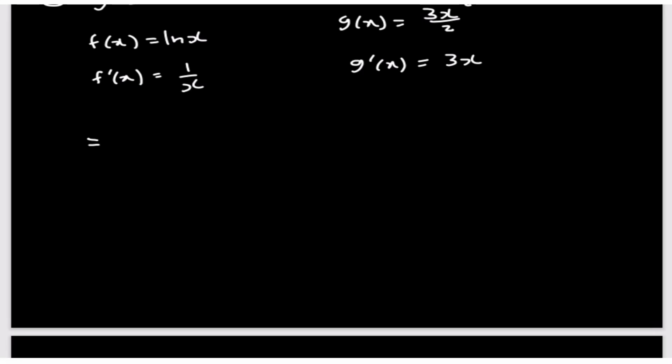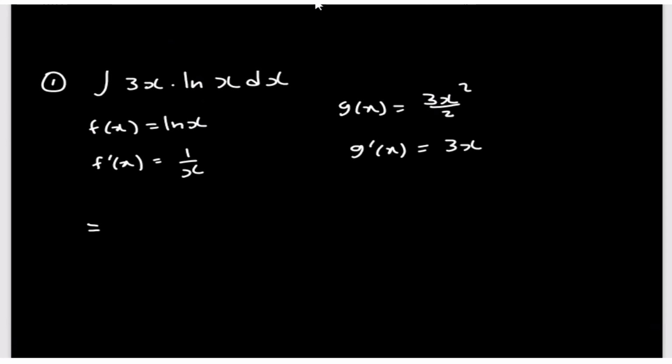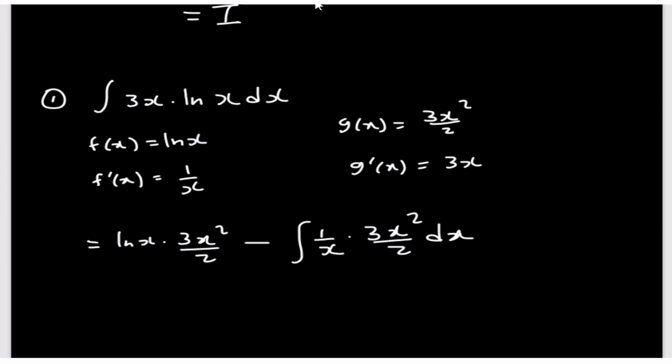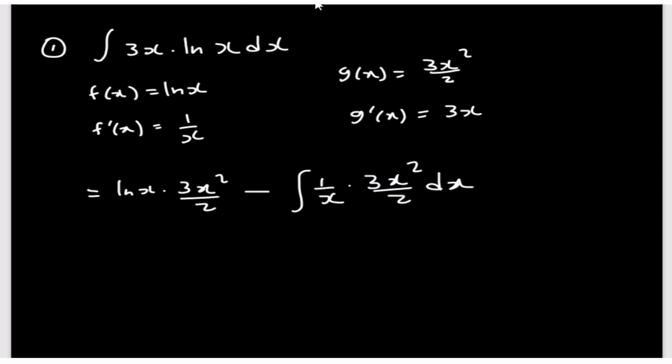Remember, the formula says f of x. You'll be checking the formula. The answer to integration by parts is f of x times g of x minus the integral of f prime of x times g of x. Do you see? Now we can see the ln x times 3x squared over 2. I can just write it like this, or you can leave it like that. There's no need. Now this other bracket, let's first simplify.